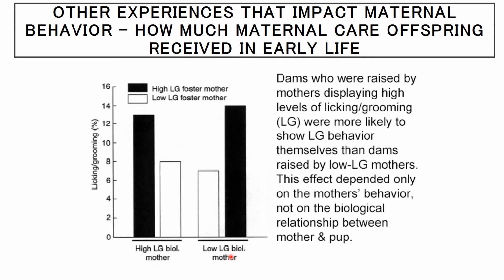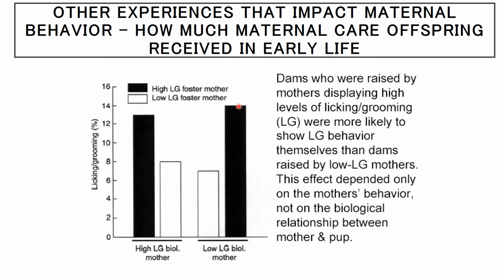Now, if it was strictly genetic, you would expect that when these pups eventually have babies of their own, it wouldn't matter if they were raised by a high or low licking and grooming mother, a good mother or a bad mother. They would show the same level of licking and grooming, really, really high. That is not what you see. Instead, pups that were raised by high licking and grooming mothers are more likely to show licking and grooming behavior when they have pups of their own. And it doesn't matter if they come from a high licking and grooming mother or a low licking and grooming mother as their genetic mother.